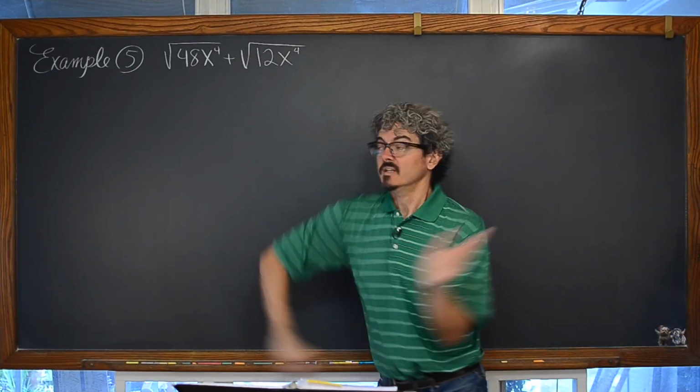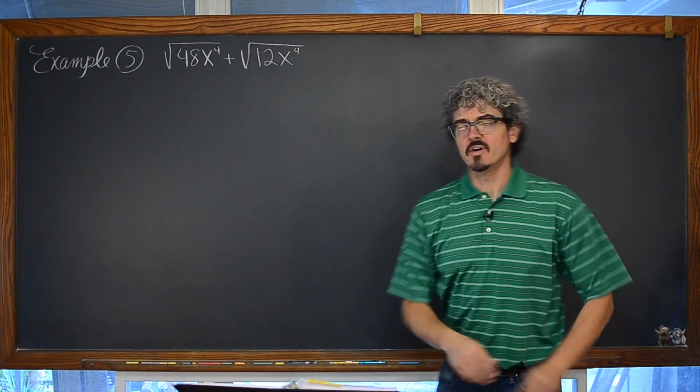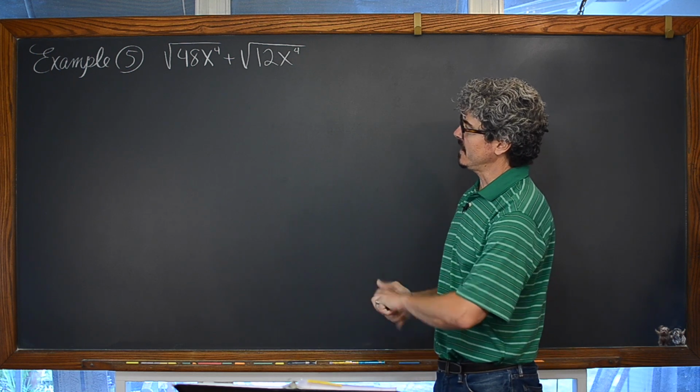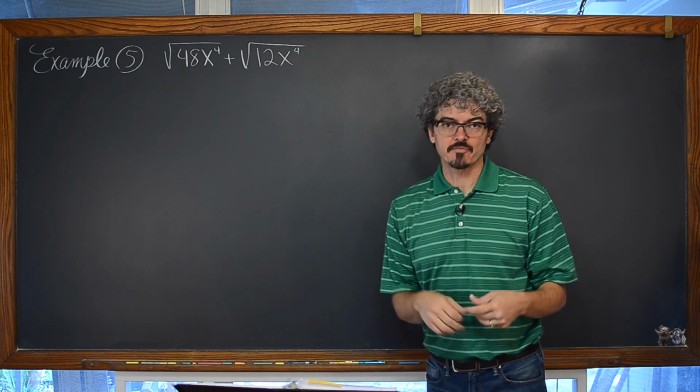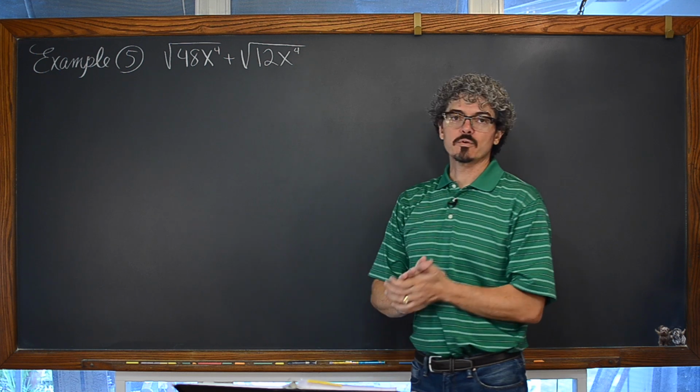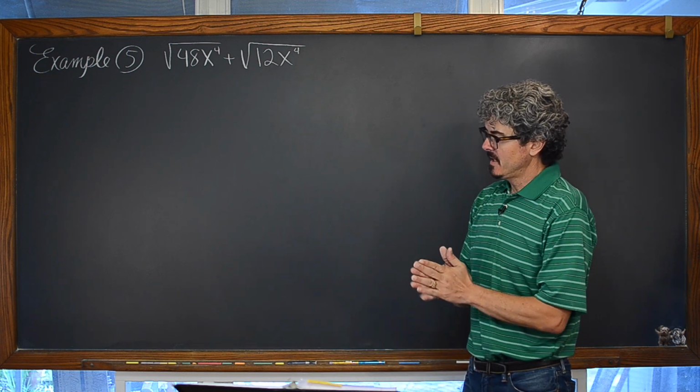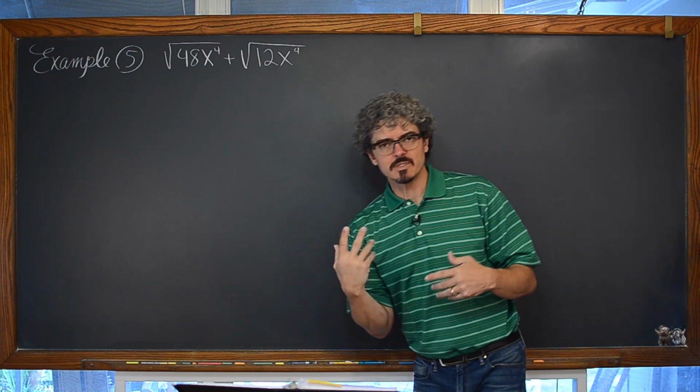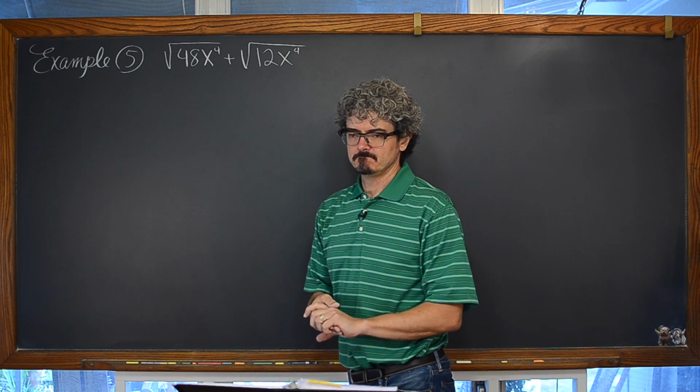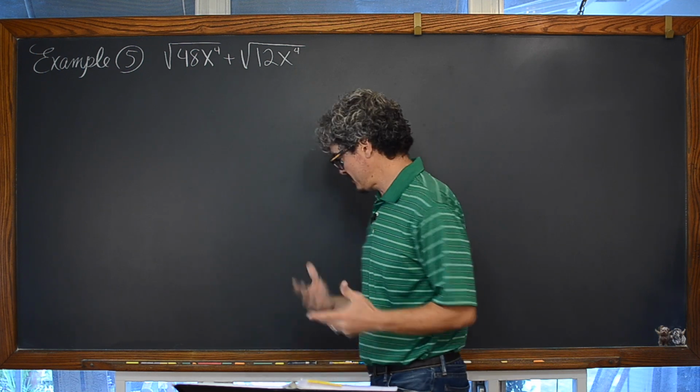It's the last example that we have. The square root of 48 times x to the fourth plus the square root of 12x to the fourth. Now, we talked about how there's no addition property for square roots or radicals in general.